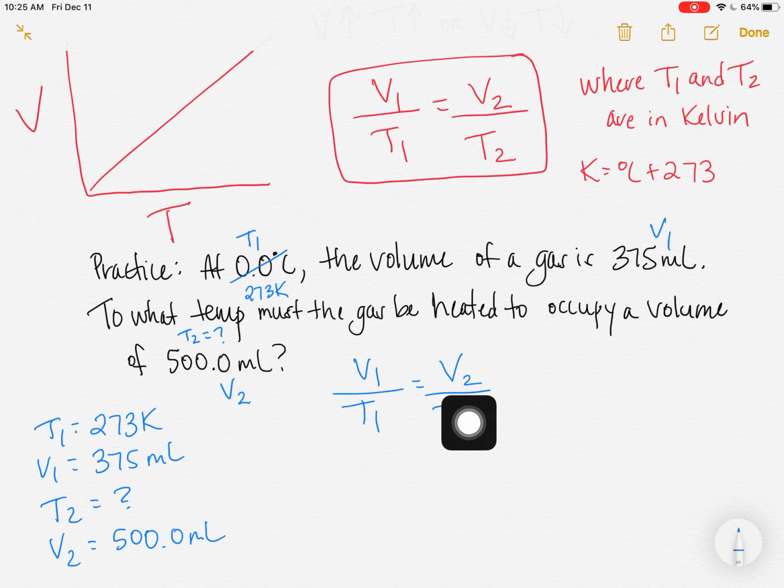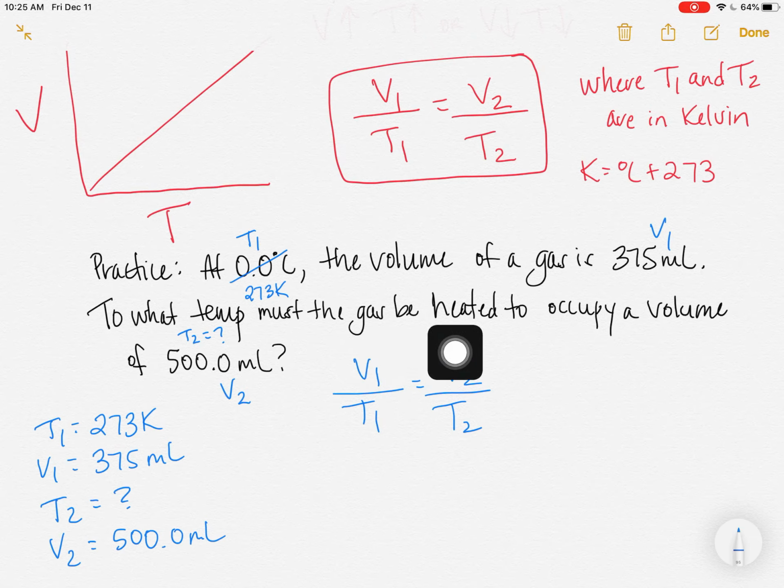I need to solve this thing for T2. I need T2 by itself, right? So right now I've got a couple problems. It's in the denominator, and I need to get it out of the denominator. There are several ways to do this, and you can solve it in whatever way is the easiest for you. You just can't break algebraic law.